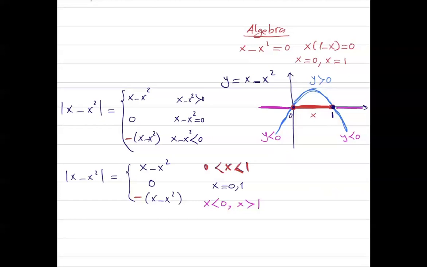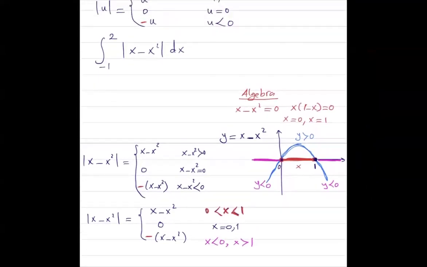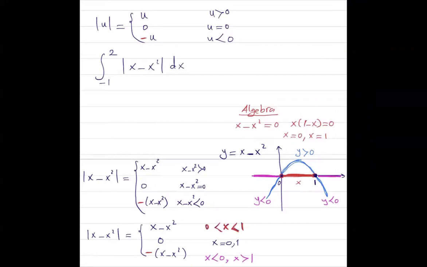It helps us to simplify this graph and this quantity using algebra. So let us go back to our integral. If you try to graph absolute value of x minus x squared, this guy behaves like this.